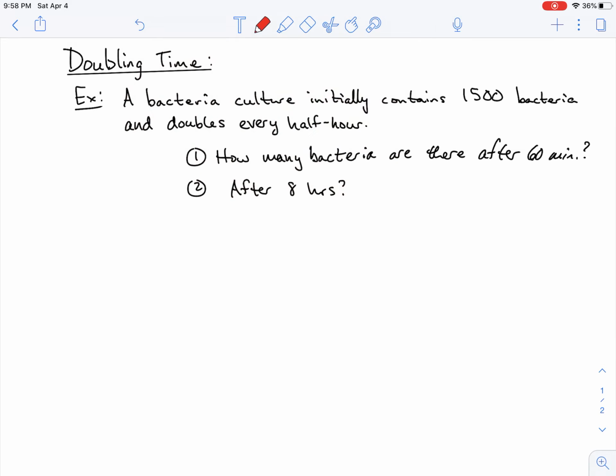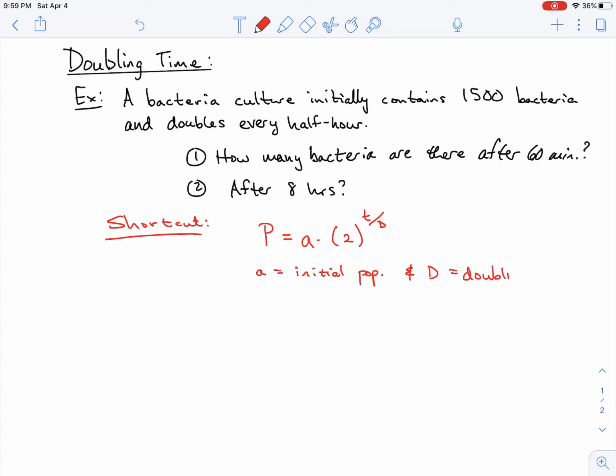Now, like the half-life, this has a shortcut model. So I'm going to use the shortcut, and that is that the amount at time t is the initial amount times 2 to the t over the doubling period. So A is the initial population and D is the doubling period or doubling time.